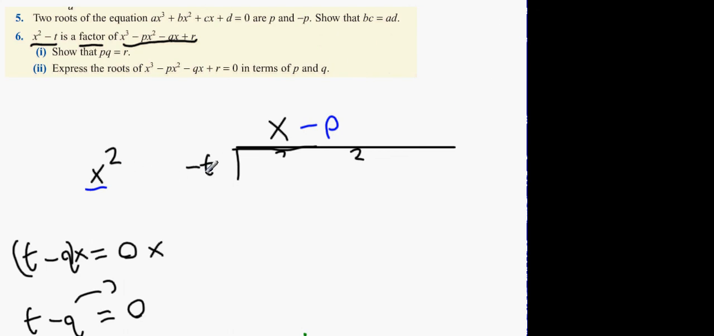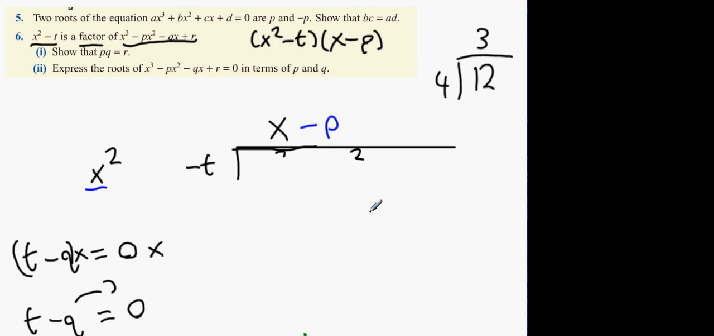I divided x squared minus t into this. So x squared minus t multiplied by x minus p, the two of them multiplied by each other, equal this. That's by the definition of long division. When you divide 4 into 12, you get 3. 12 equals 3 multiplied by 4. If it goes in evenly, that has to be true.